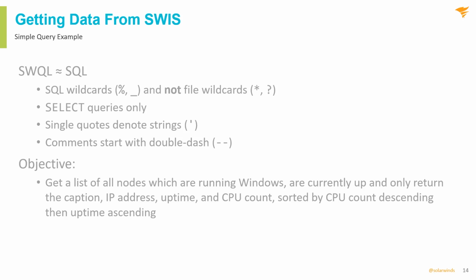I will tell you one thing I don't have on this sheet: asterisks do not work. You cannot do select star. You have to know the names of the fields, which is why it's great to have something like SWQL Studio to help you out.